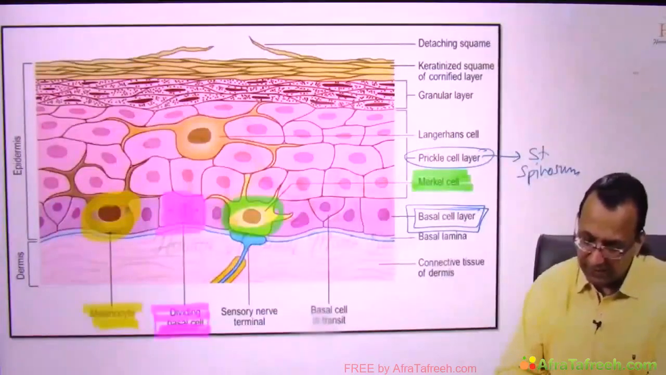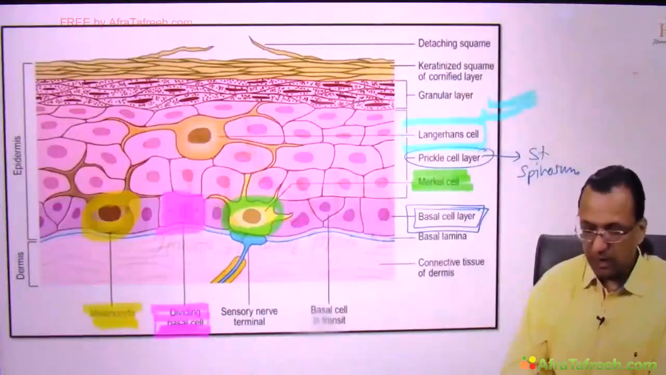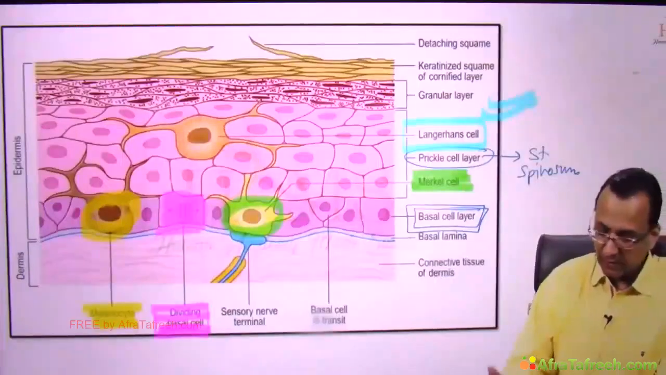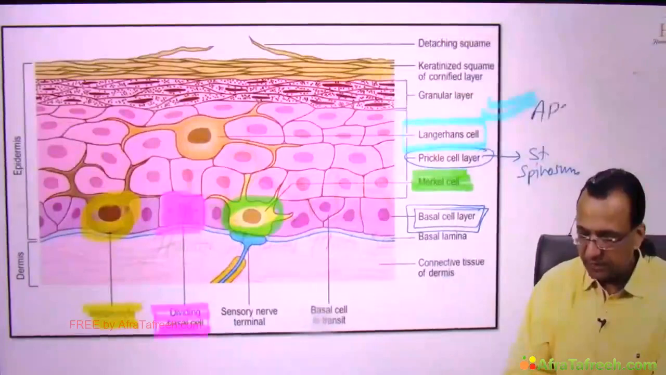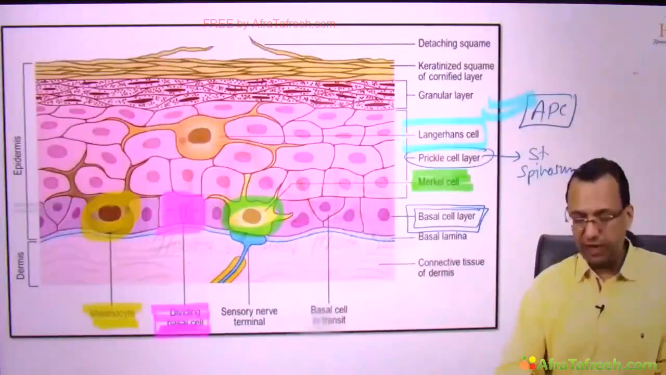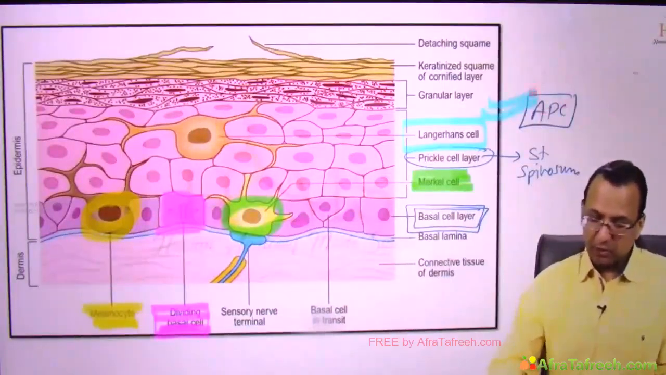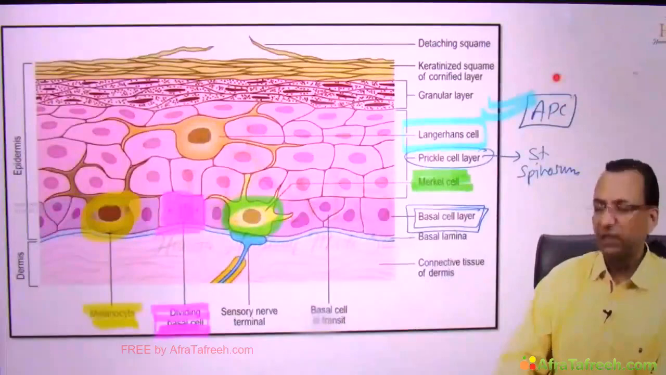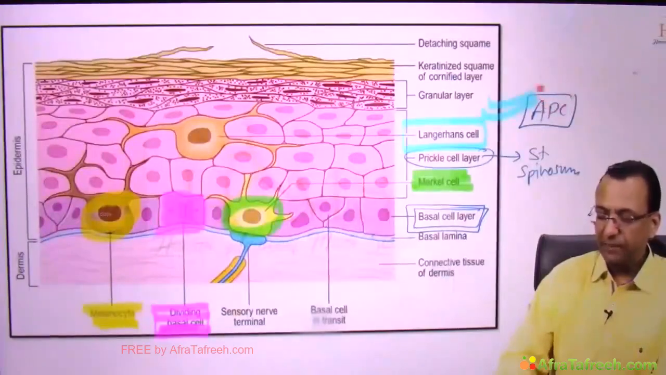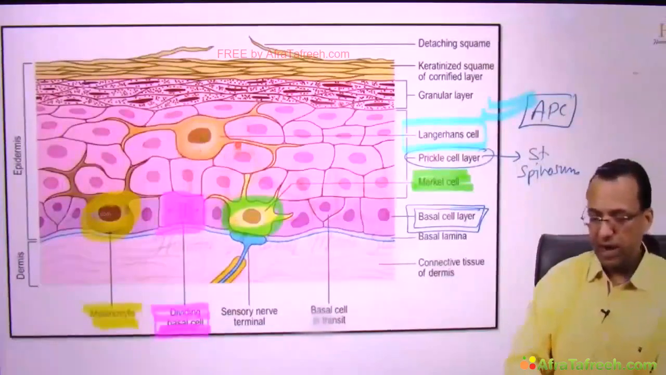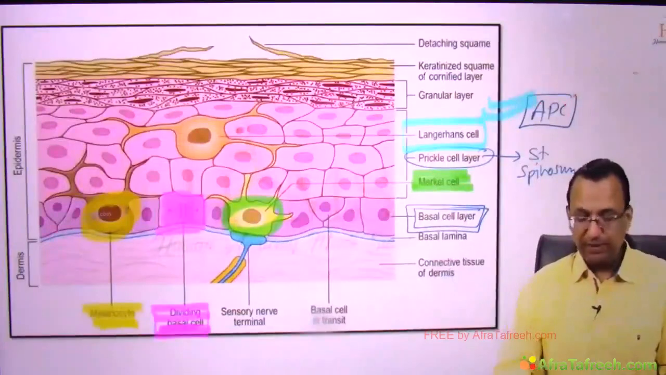Actually, Langerhans cell is in the upper layers, and it is an antigen presenting cell. If you say it is an antigen presenting cell, then what is it presenting? Actually, in the skin you can have bacteria, and it will pick the bacterial components and present them to the lymphocytes. The antigen presenting cell is a monocyte derived cell. Actually, monocytes in the bone marrow will come to the skin and work as Langerhans cell. They are monocyte derived phagocytic type of cell, and they are antigen presenting cells in the upper layers.